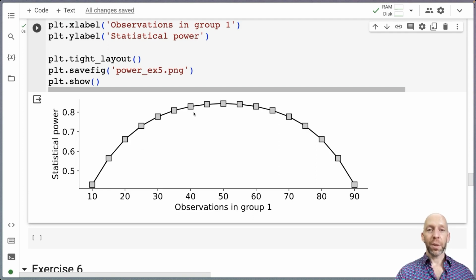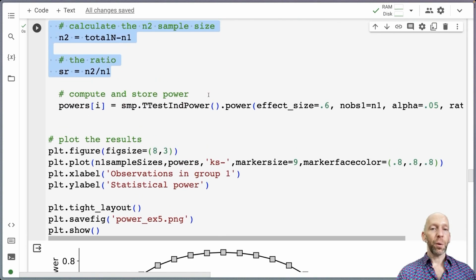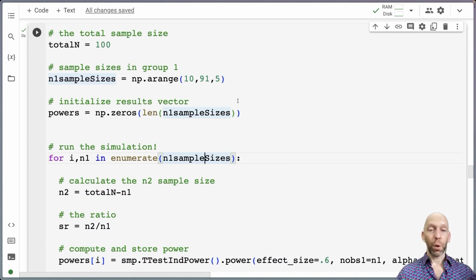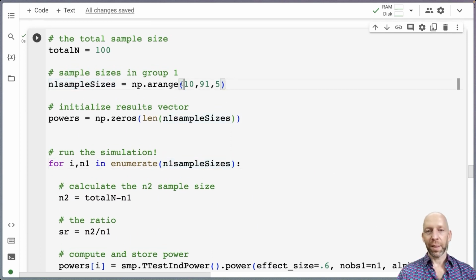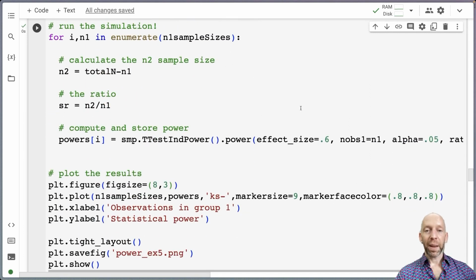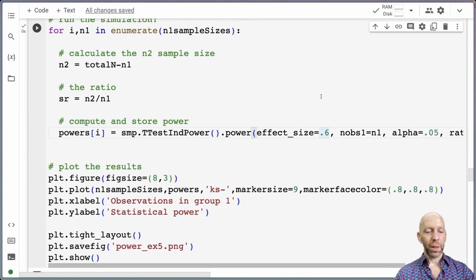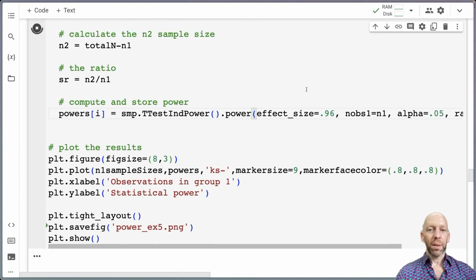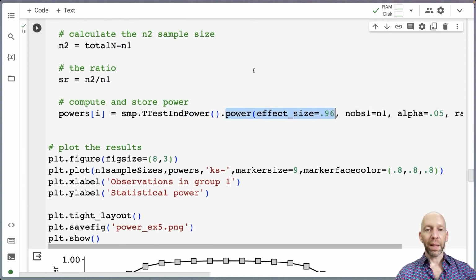So once you understand this code, once you have this code working, I encourage you to continue exploring. You can see what happens as you change the total sample size. So maybe set the total sample size to be 500 instead of 100, and obviously change these values as well. You can also try changing the effect size. Actually, we can do that here. So here, let's make the effect size, how about 0.96? So now we have a larger effect size.